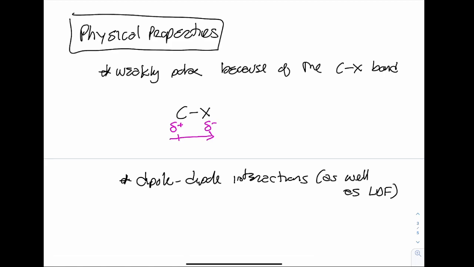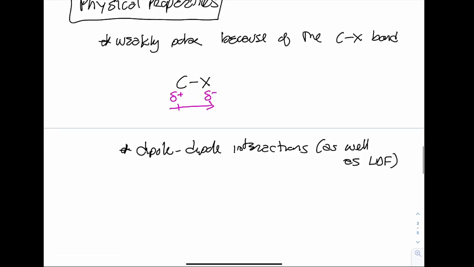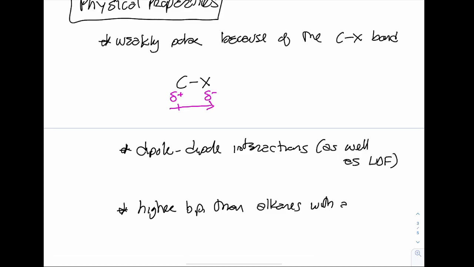So if I was to compare the boiling point of an alkyl halide to an alkane with a similar number of carbons, the boiling point of that alkyl halide is going to be higher. I still don't have any hydrogen bonds. I don't have an O-H, F-H, or N-H hydrogen bond with lone pairs on the oxygen, nitrogen, or fluorine. No hydrogen bonds, but I do have dipole-dipole interactions. Higher boiling points than alkanes with a similar number of carbons. Let's actually say the same number of carbons.